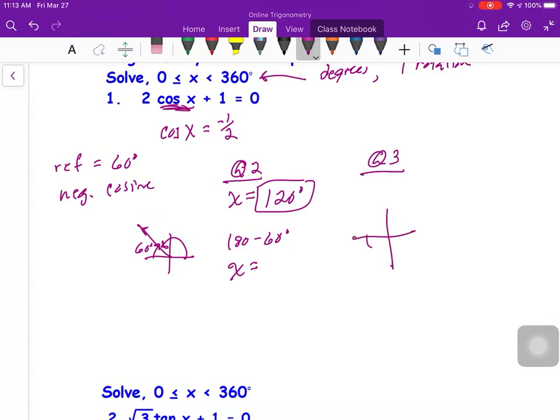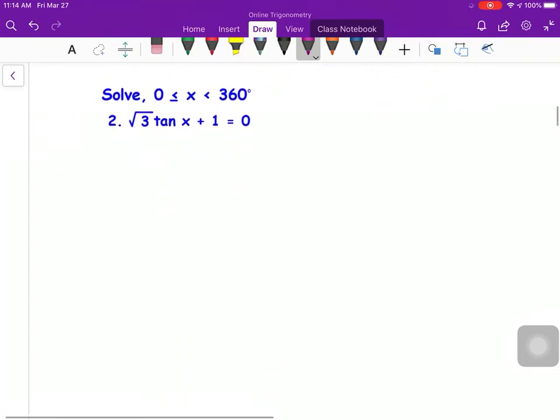Our quadrant 3 angle, we have to go down 60 degrees. So our quadrant 3 angle will be 180 plus 60 degrees. So x would equal 240 degrees. No need to check these answers. We did not square both sides, so I boxed them immediately. The next problem is once again in degrees and still restricted to 1 rotation.